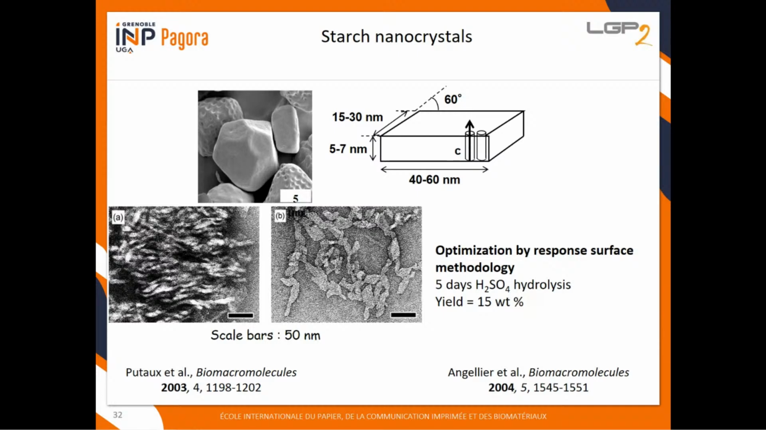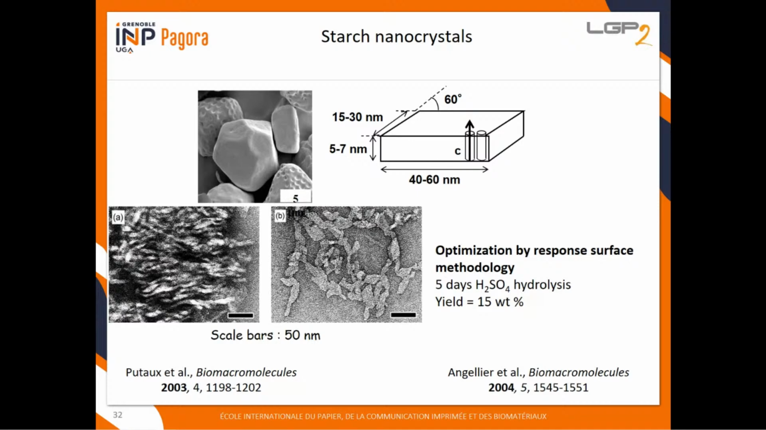the evolution of the aspect of the dispersion during the acid hydrolysis treatment. So you have here in white the crystalline domain. During the acid hydrolysis treatment, these nanocrystals lie perpendicular to the screen, and then after the complete dissolution of the amorphous domain, they lie parallel to the screen, and we obtain these nanoplatelets, whose dimensions are reported here in the case of waxy maize starch.